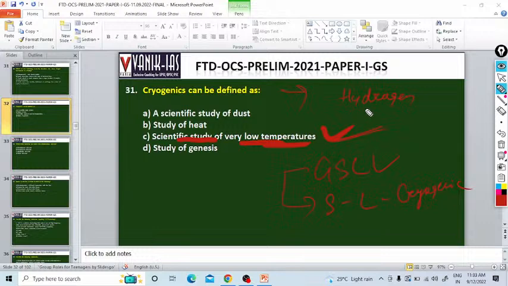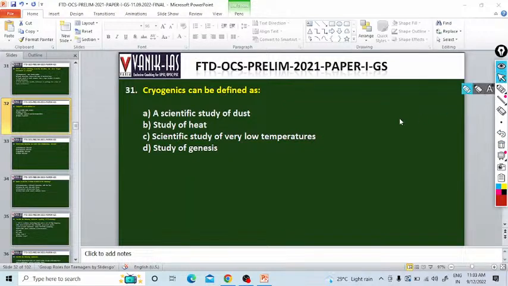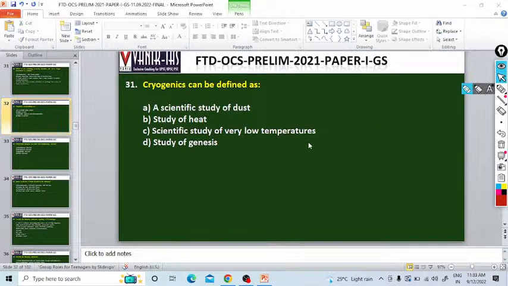Because we use hydrogen fuel in GSLV, and we cannot use hydrogen when it is in gaseous form. That is why we convert it into liquid form, and to convert hydrogen into liquid state, we need minus 250 degrees Celsius. So it is extremely low temperature. So cryogenic is extremely low temperature. Okay, next. It is used in GSLV, Geosynchronous Satellite Launch Vehicle.